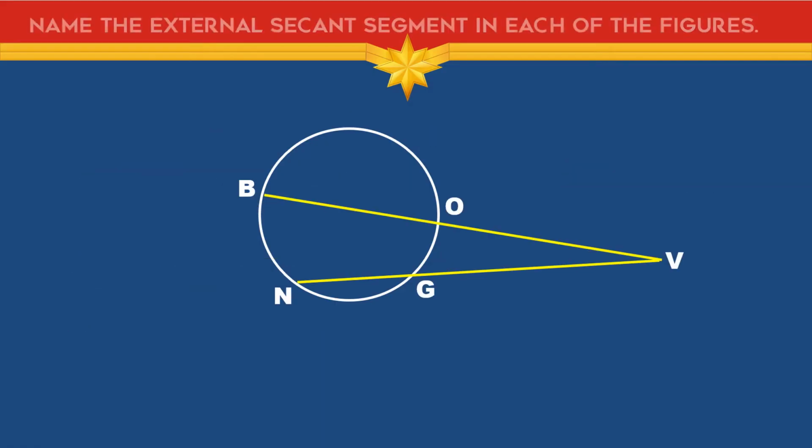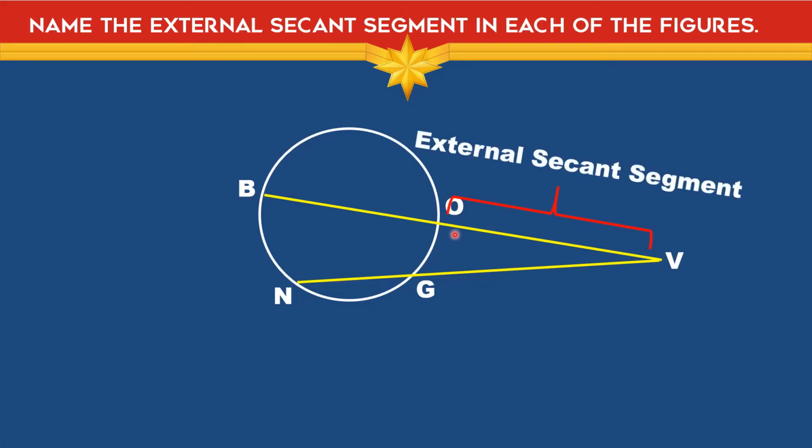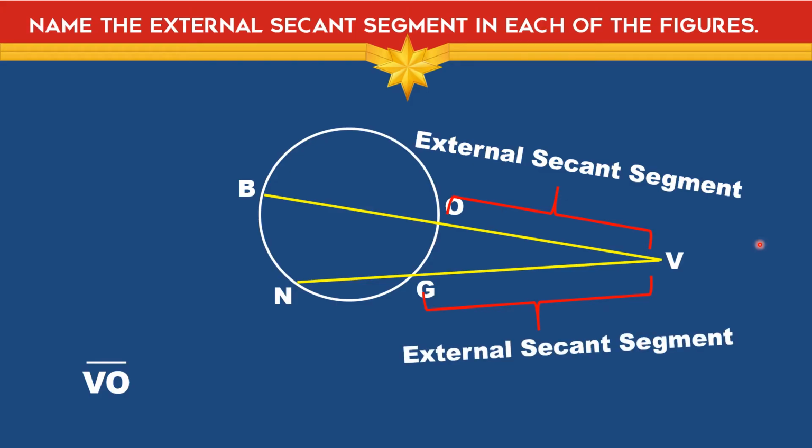How about in this example? Again, let us name the external secant segment. When we are referring to the secant BV, the part which is outside the circle is segment OV. It is the one outside. That's why we call it the external secant segment. And in here, if we are referring to the secant NV, the part which is outside the circle, or what we call the external secant segment, is segment GV or VG. It's the same.